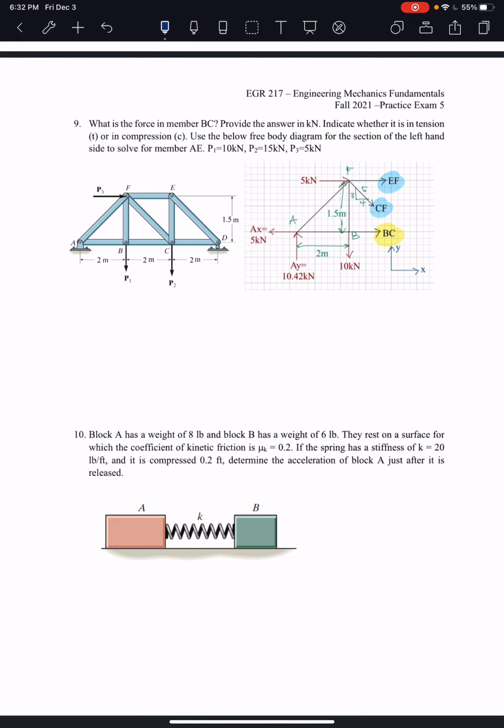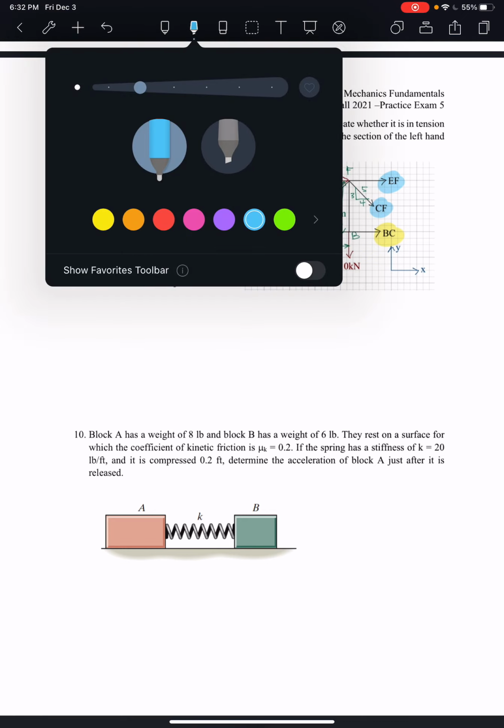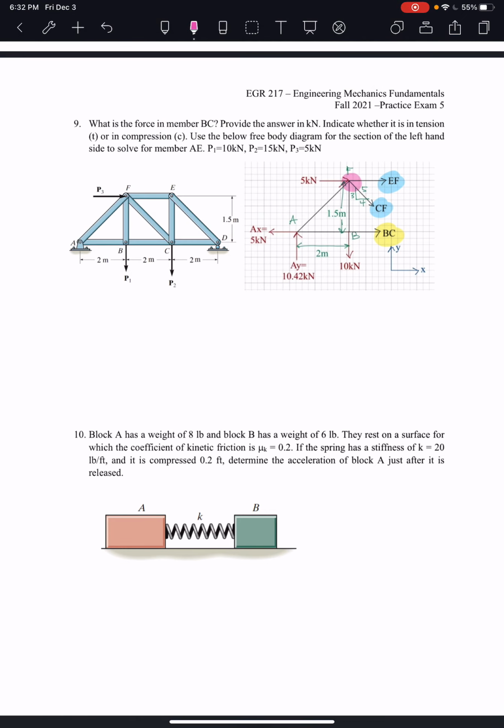So we can sum the moments about this point F, since there are unknowns there. And then that should give us that BC. So sum the moments about F equals 0. And we'll do out of the board or counterclockwise is positive. So that equals, so I'm just going to move around it. So we'll start with this AX. So we see that's going to create a moment in that direction, in the negative. And then it's 5 kilonewtons times that perpendicular distance, which would be that 1.5 meters.